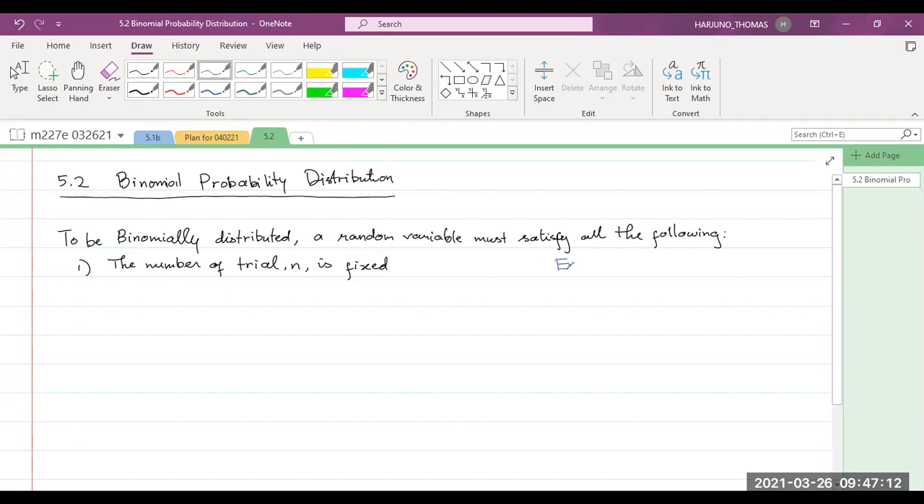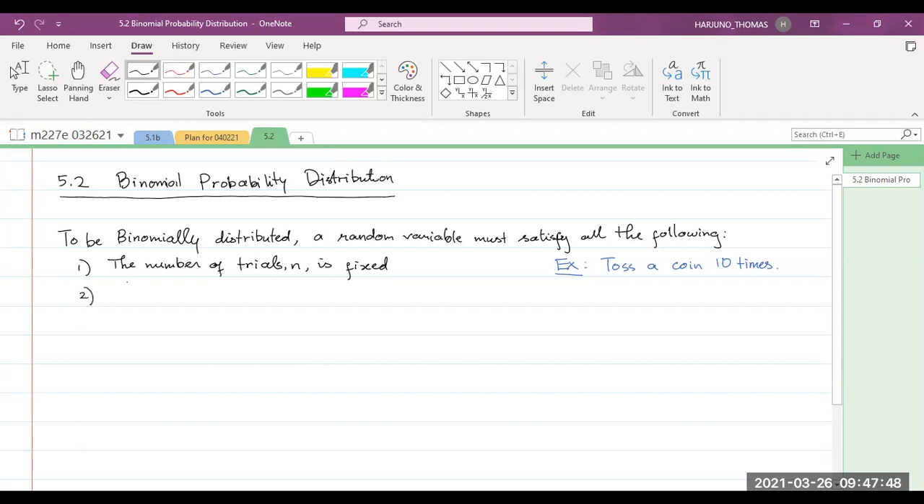For example, a very standard example of binomial distribution is the case when we toss a coin. Let's say we toss a coin 10 times. Okay, so this is one experiment with 10 trials. Okay, so this 10 here is the number of trials.